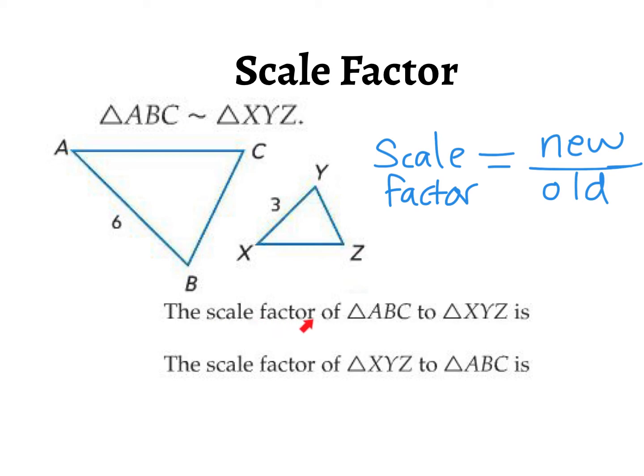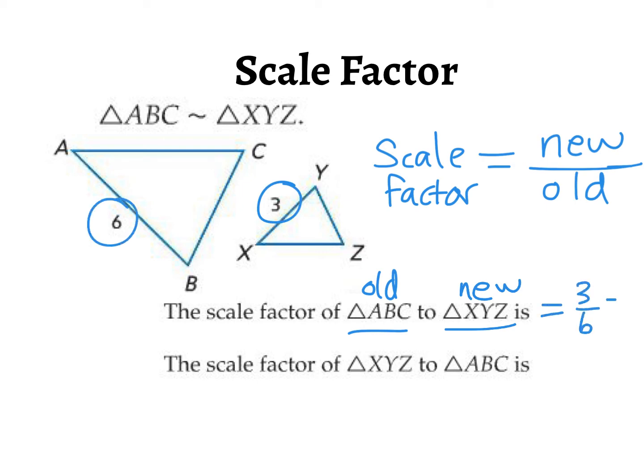So when you're looking at a statement, here it's telling you it's going from ABC to XYZ. It's going from the bigger one to the small one. So the small one is going to be considered your new polygon, and the one that you start with is considered the old one. So all you have to do is find the corresponding sides. The new one is 3, and that corresponds with 6. Therefore, my ratio is 3 over 6, or 1/2, if you simplify it.